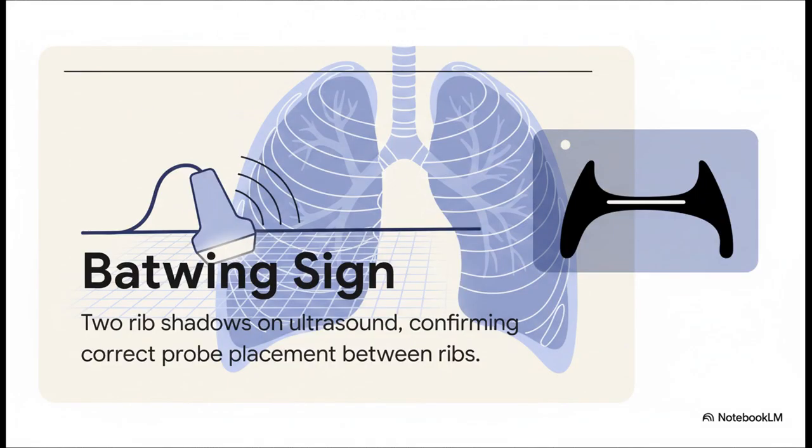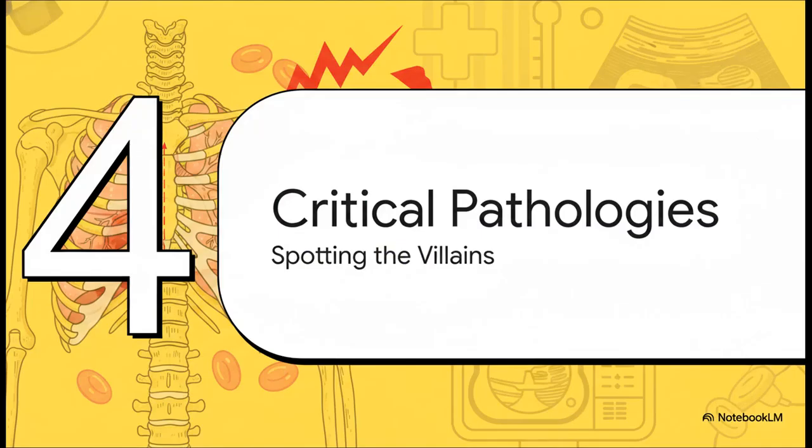Finally, step 5, the lungs. You place the probe at the mid-clavicular line in the 2nd intercostal space. But to know you're in the exact right spot, you have to look for the batwing sign. It's this very distinct visual of 2 dark rib shadows flanking your image. Seeing those wings confirms your probe is perfectly nestled between the ribs, giving you a crystal clear view of the pleural line. Now that we know where to look, let's hit section 4, identifying critical pathologies.